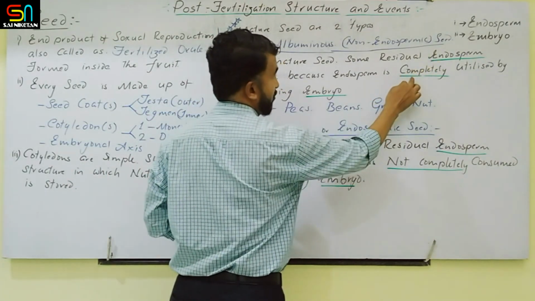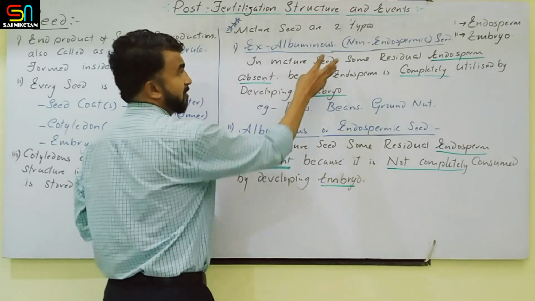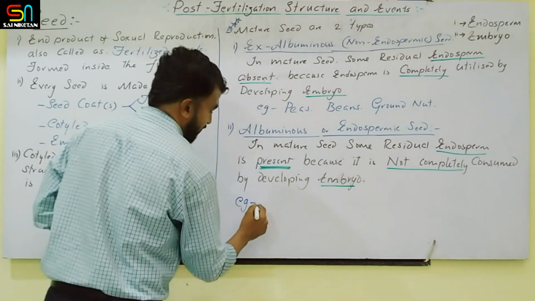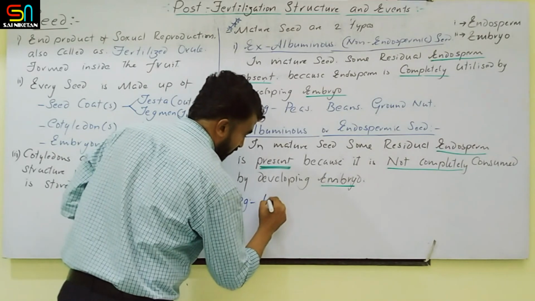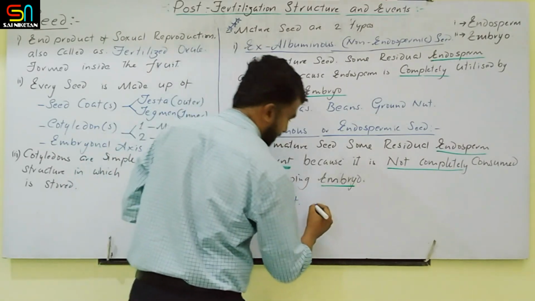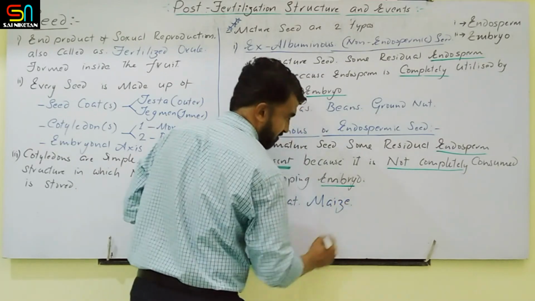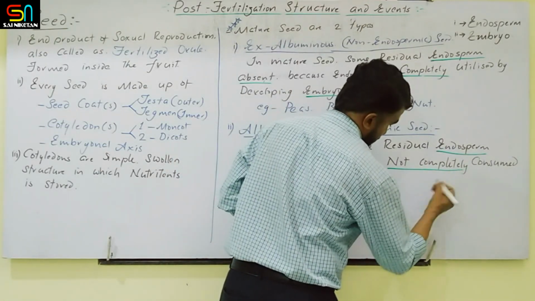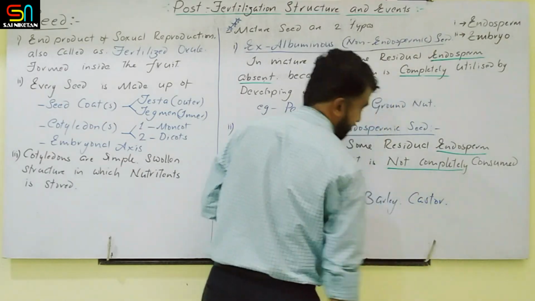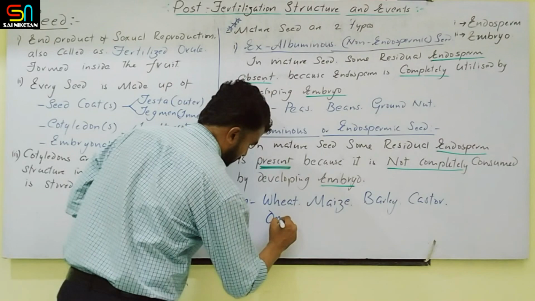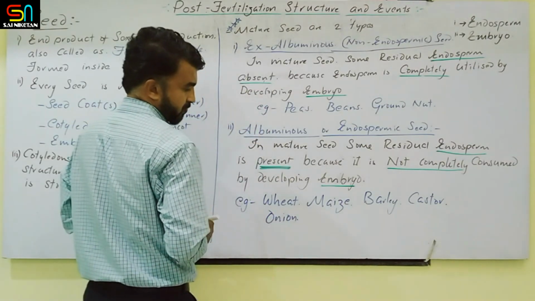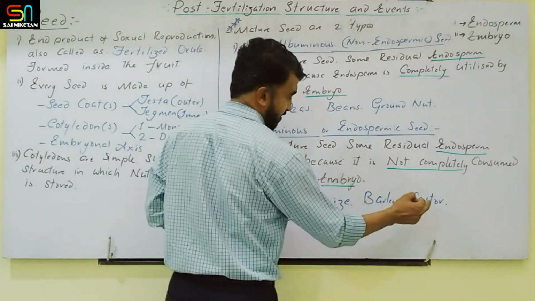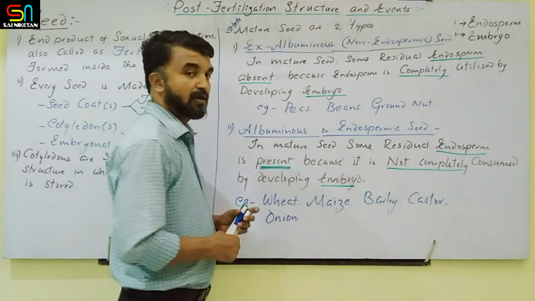Suppose the endosperm is completely utilized and the mature seed does not contain any endosperm, such seeds are called exalbuminous seeds. For the endosperm ones, examples are wheat, maize, barley, castor, even onion. These are the albuminous seeds.